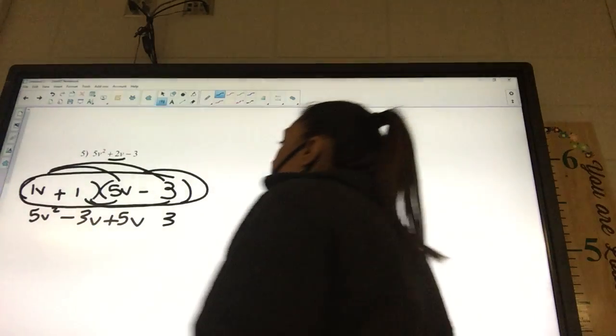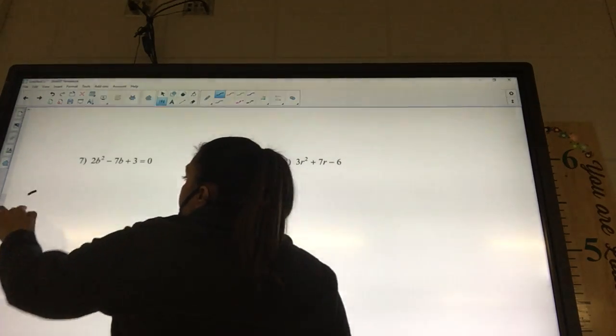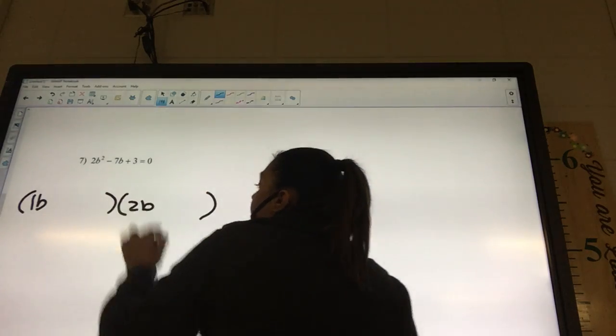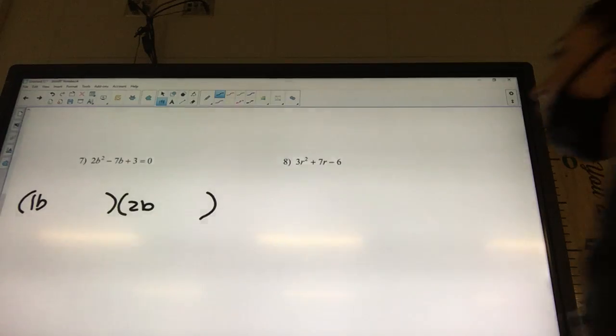Can I scroll? Yeah. Okay, look at 7. Draw your parentheses. We got 1B and a 2B. You want to try 1 then 3 or 3 then 1? 3 then 1.